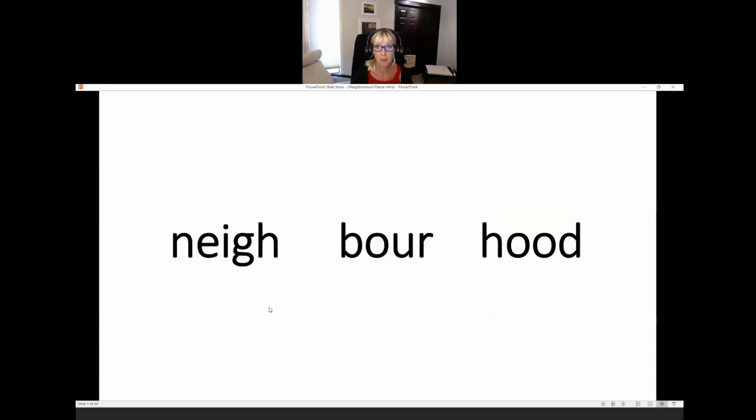To say the word neighborhood, we need to remember there are three syllables. Neighborhood, neighborhood. Our emphasis is here, okay? The EI actually says long A, neighborhood. The OU says ER, neighborhood. And the hood is our sound when you punch your stomach and say, neighborhood.